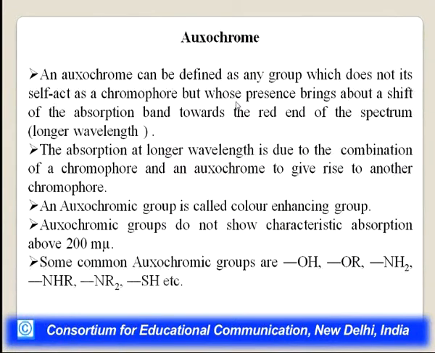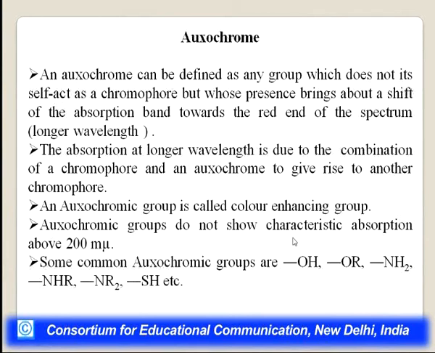Now the next group is the auxochrome. We have discussed the chromophore. What is the difference between chromophore and auxochrome? An auxochrome is any group which does not itself act as a chromophore, but whose presence brings about a shift of the absorption band towards the red end of the spectrum, that is towards the longer wavelength. The absorption at longer wavelength is due to the combination of chromophore as well as auxochrome. An auxochrome hence can be said to be an enhancing group. What enhancing? Color enhancing group.